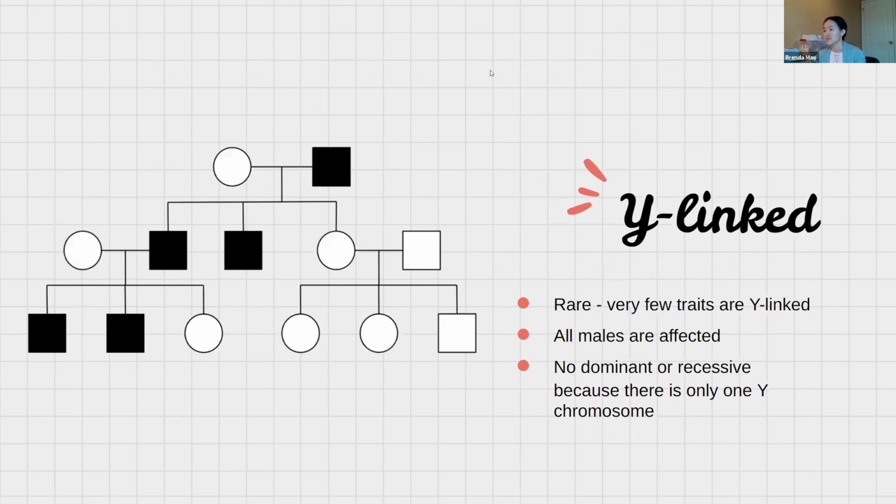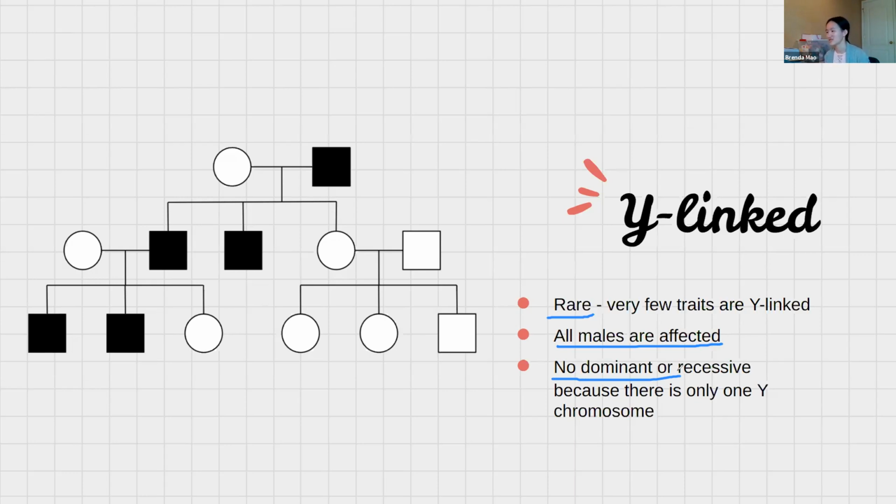All right, so lastly, Y-linked. These are rare, not rare on the pedigree, but rare in that very few traits are Y-linked. I can't remember any off the top of my head, but they just never come up, because there are so few traits that are actually Y-linked. This means all males are affected. And there is no Y-linked dominant or Y-linked recessive because there's just one Y chromosome. So there's no point, because it's kind of like passing on an X-linked recessive allele to a son.